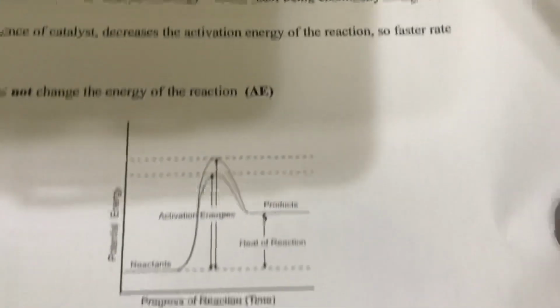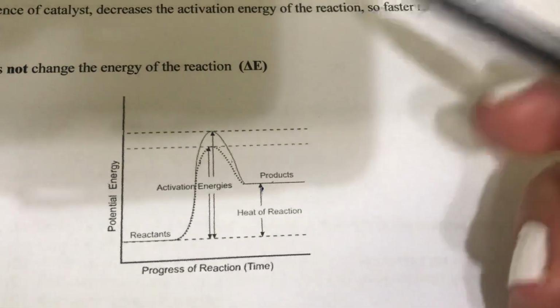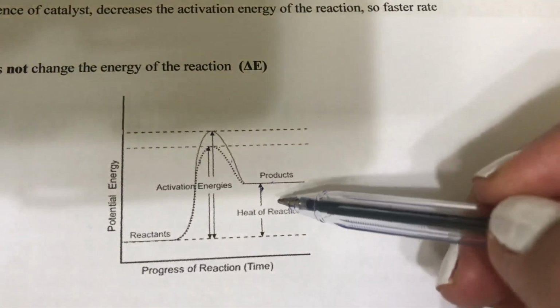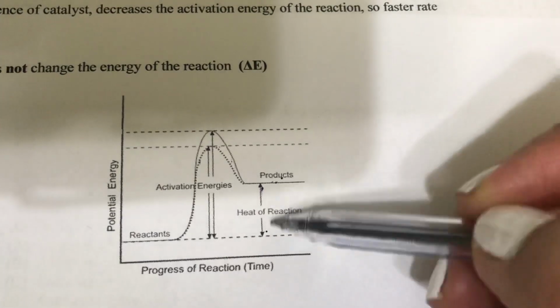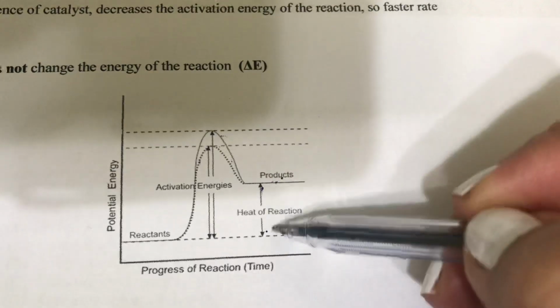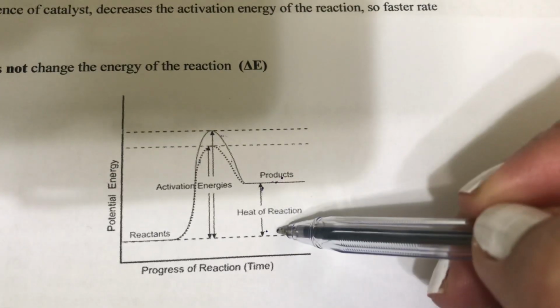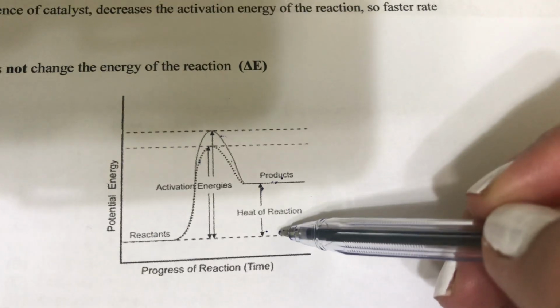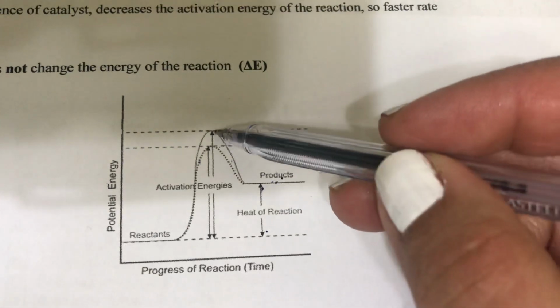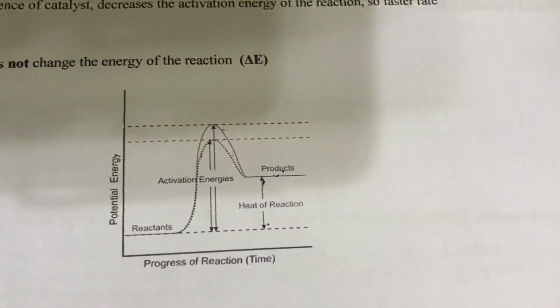Why? Here, delta E, or energy of reaction, is the energy difference between products and reactants. And with or without using a catalyst, the energy difference between products and reactants is fixed. So a catalyst just decreases the activation energy, not the energy of the reaction.